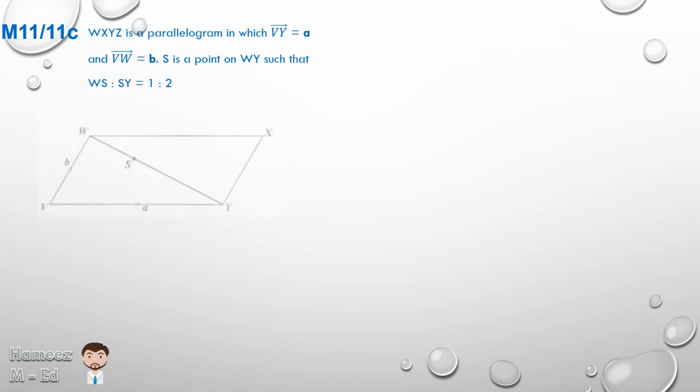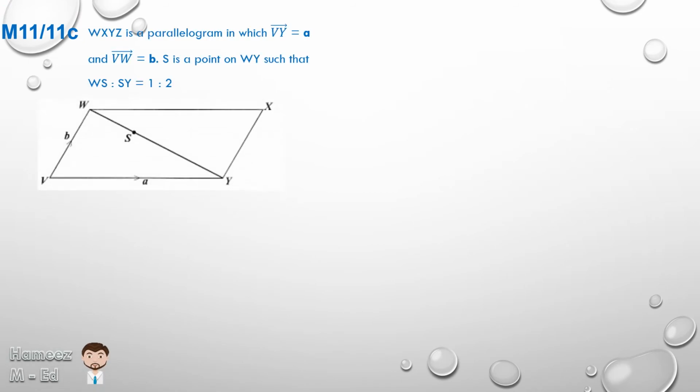2011, number 11C. WXYZ is a parallelogram in which VY, that's the line on the base, is equal to a, and VW, the line on the left, is equal to b. And the directions are little arrows. They're showing us which way they're going, to the right and up. S is a point on WY such that WS to SY, that ratio is 1 to 2.